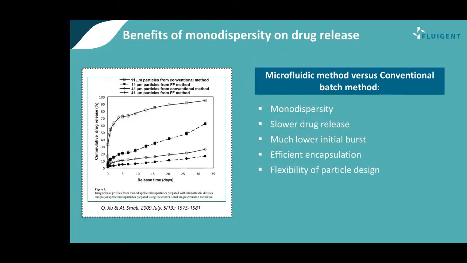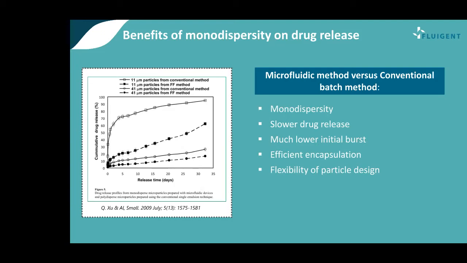So if we focus on this article, where two particle sizes were generated, 11 micrometer and 41 micrometer, with two different techniques, the conventional method, which is the batch method that I presented, and the flow focusing method, FF, which is the microfluidic method. If we focus on the 11 micrometer particle size, the empty square matches the conventional method and the full square matches the flow focusing method, so the microfluidic method. If we compare the two, we can see that monodispersity has a big impact.